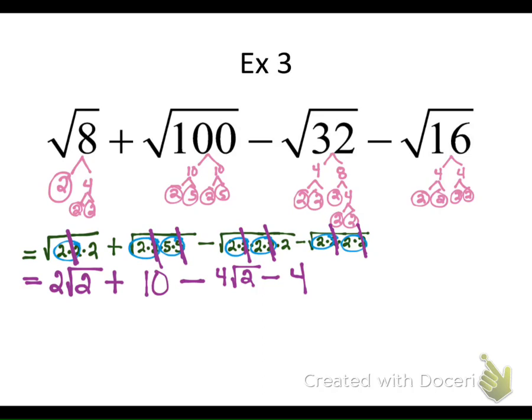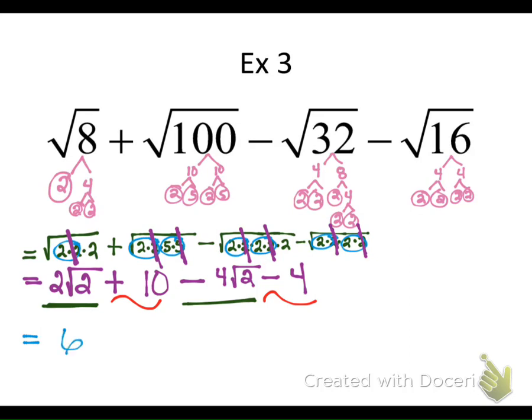So what are the like terms that do not have a square root? What kind of 10 is that? And what kind of 4 is it? Okay, so then what are my other 2 like terms here? 2 square root 2 and what kind of 4 is that? Okay, so we're going to first combine my 10 minus 4. So what's 10 minus 4? So we're doing positive 10 minus 4. What's 10 minus 4? 6.